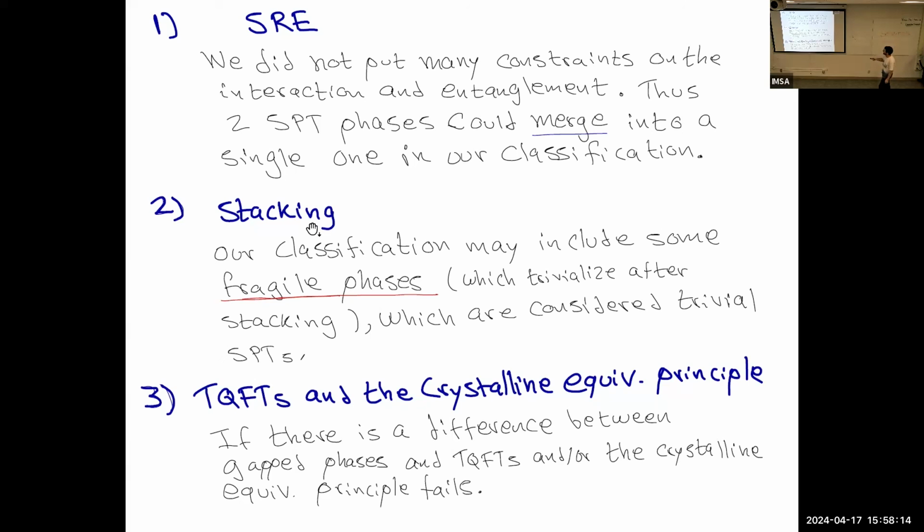On the other hand, stacking is something that destroys some phases. It destroys what are known as fragile phases. Those are phases that can be described, for example, by bands that disappear if you include a trivial band. And so in principle, we could be considering fragile phases that are robust to including interactions as long as you don't close the gap. And those are trivialized by the SPT classification.